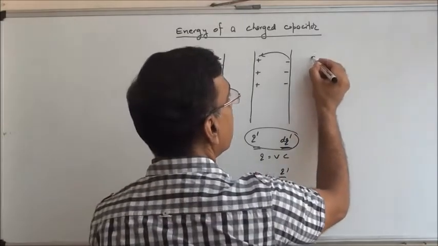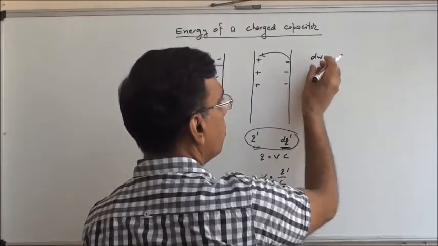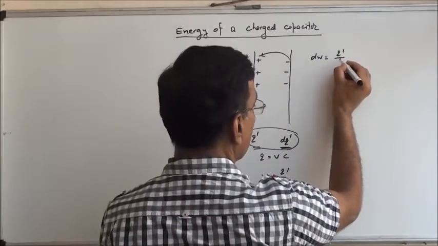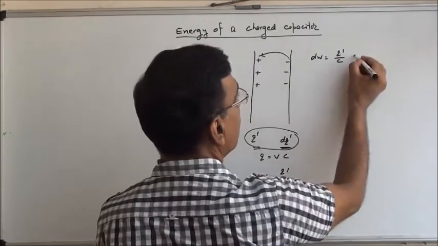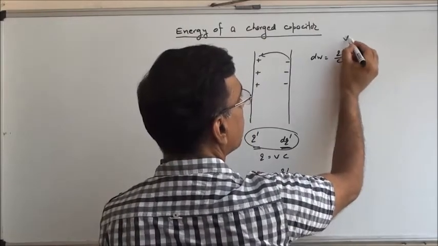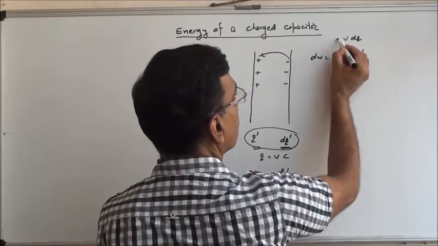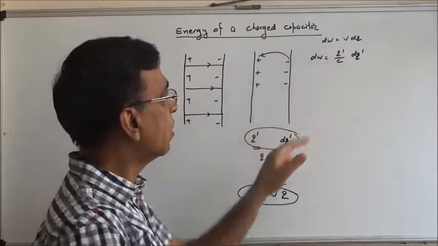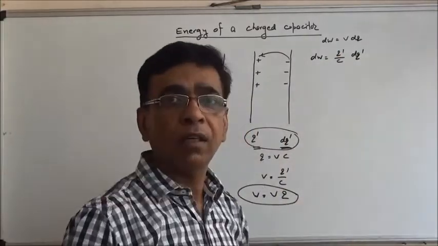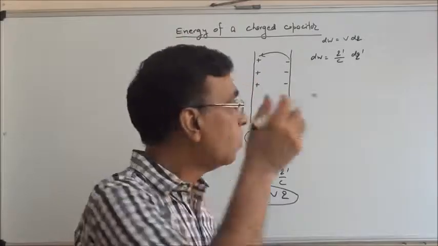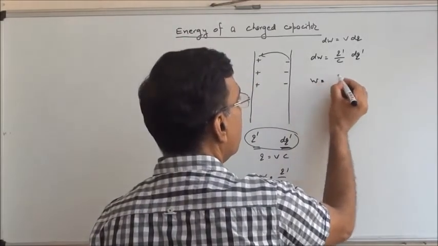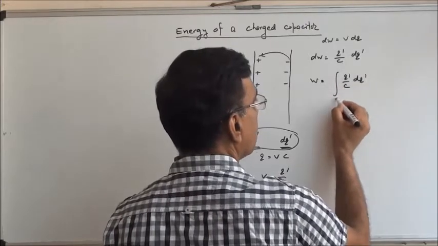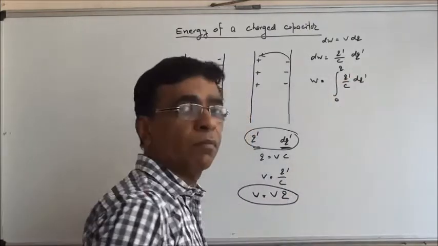So how much work will be done? Let me say this will be a very small amount because we are taking a very small charge. Applying this expression, V into dq. So this is just V dq. This is the work done. The potential at this moment is this, and this is the charge transferred. So what will be the total work done in transferring charge Q? This will be the integration of this expression from 0 to Q.